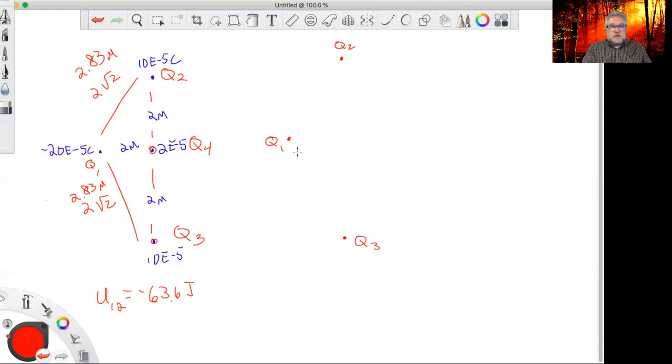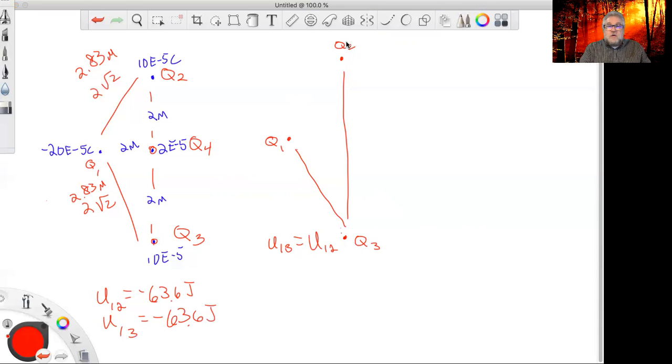Well, charge 3 feels charge 1 and it feels charge 2. So I know from symmetry, because charge 3 is the same as charge 1 and everything is equidistant, the energy for 1, 3 is going to be the same as the energy for 1, 2. Right? It's the same distance. This is the same 10 times 10 to the negative fifth coulombs. This is minus 20 times 10 to the negative fifth coulombs. Same. U13 is going to be the same as U12.